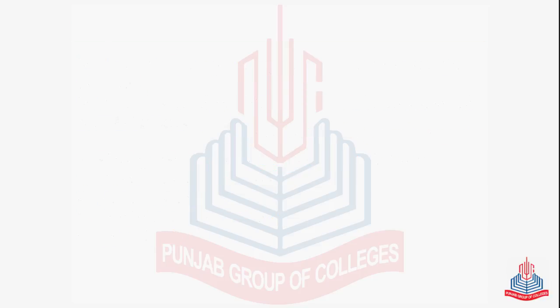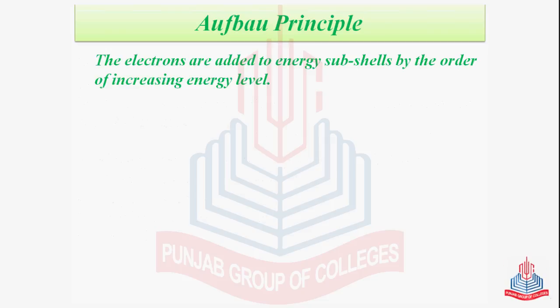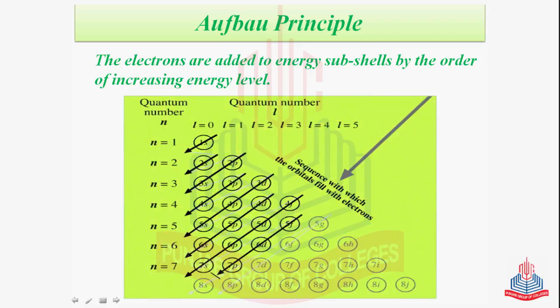Now, first of all, let's start with the Aufbau principle. The electrons are added to the energy subshells by the order of increasing energy level. जिसका मतलब ये है कि लो एनर्जी सबशेल्स को पहले फिल किया जाएगा और जैसे जैसे एनर्जी बढ़ती जाएगी इलेक्ट्रॉन्स की फिलिंग उस एनर्जी के हिसाब से होगी. मींस 1s, then 2s, then 2p, 3s, 3p and so on. इसको कुछ हम इस फिगर से क्लियर कर सकते हैं. n here is the principal quantum number, L is the azimuthal quantum number.